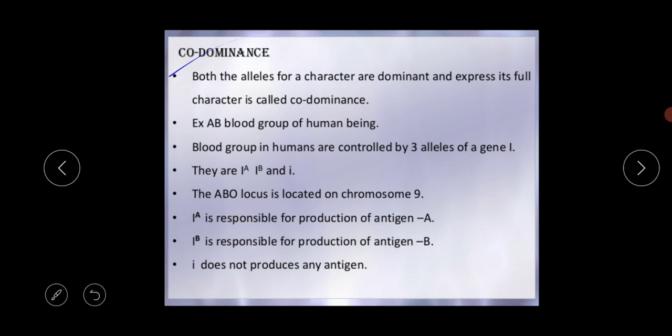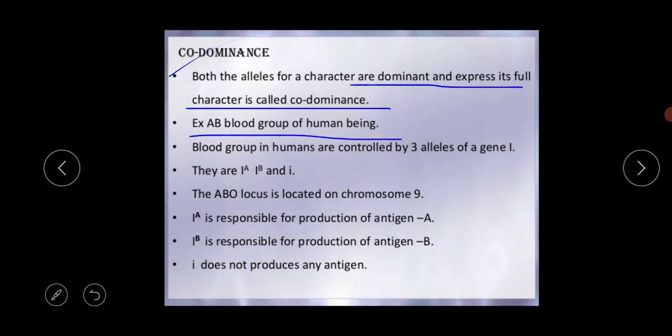So what happens in codominance? Here both alleles for a character are dominant and express their full character. It is a phenomenon in which two alleles express themselves independently when present together in an organism. Both alleles cannot mask any of the characteristics. There is no dominant and no recessive; both are dominant and express their full character. So that's called codominance.